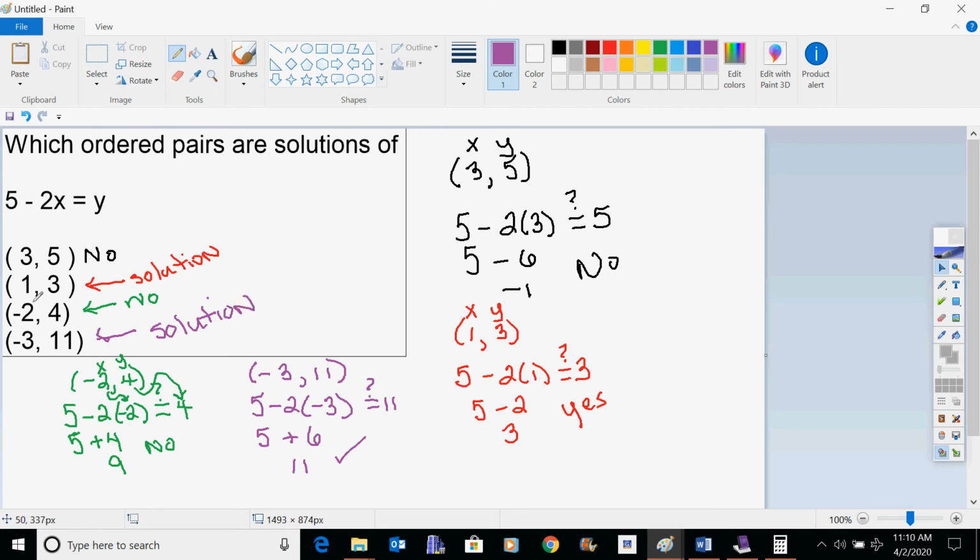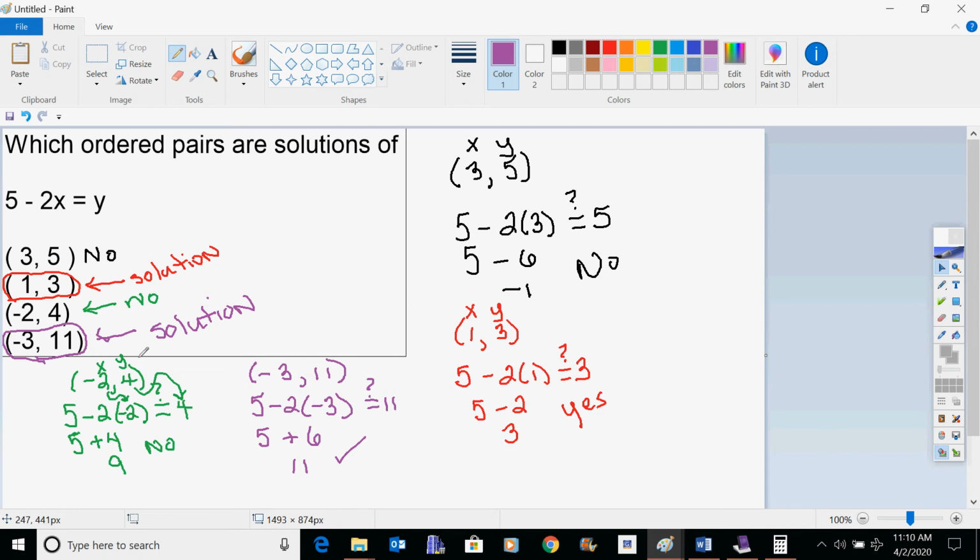So the two solutions out of this list that make it true are (1, 3), that's one solution, and the other solution is (-3, 11), and I just showed you why. It's very important to note that the solutions are the ones that make this true. The ones that don't work out are not solutions of this equation. Why is that important? Because this equation is really giving you information so that you can find millions of ordered pairs that actually make this true.